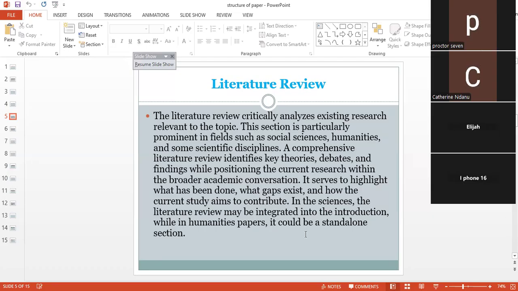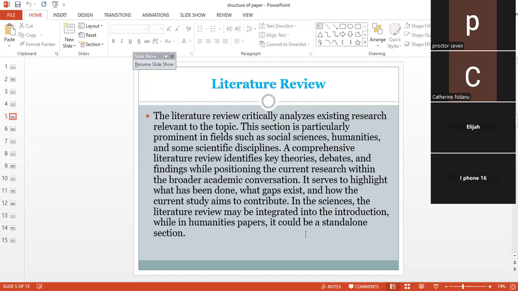So here you analyze research which is relevant to the topic and try to give us the gap. You show us the gap. So this section is very important. For example, in the social sciences, it is the only way you prove the originality of your study. Because if Peter 2017 has said this, and Kariuki 2016 has said this, then what are you saying? What are you saying?